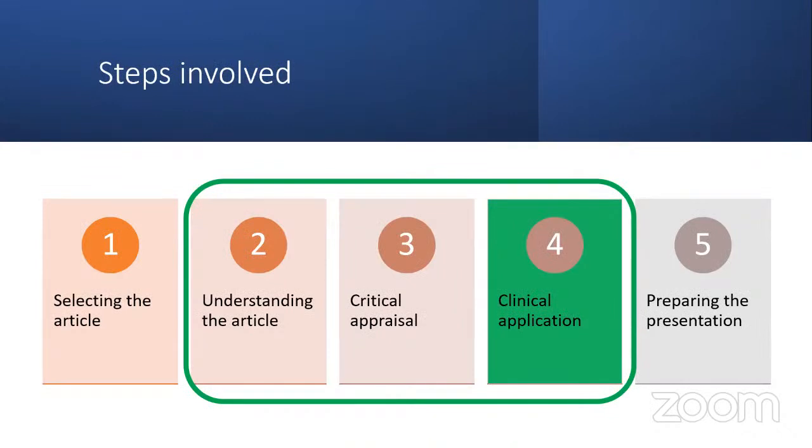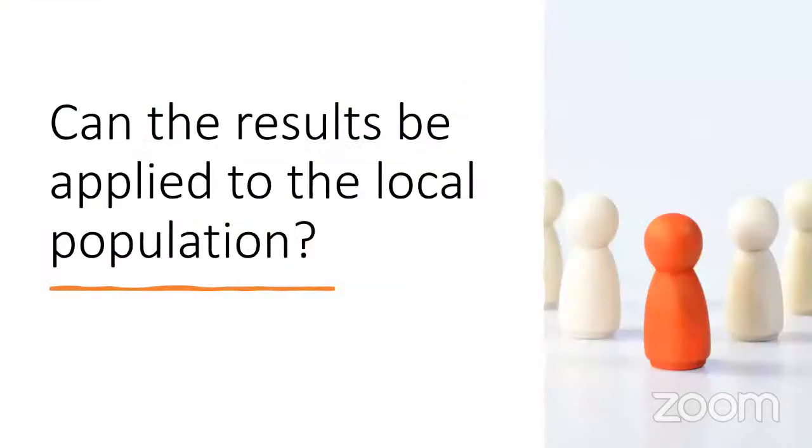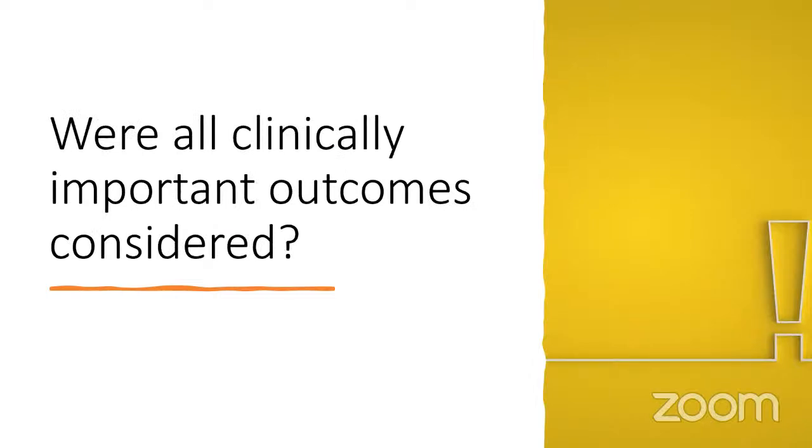So the last part, which is actually the tail end of the critical appraisal, is how you clinically apply this to your population. The first question is, can the results be applied to the local population? So what kind of population was the study done in, and is our population representing that population? Are there any factors in our population which are different, which would impact us using that information in our local population? Were all the clinically important outcomes considered?